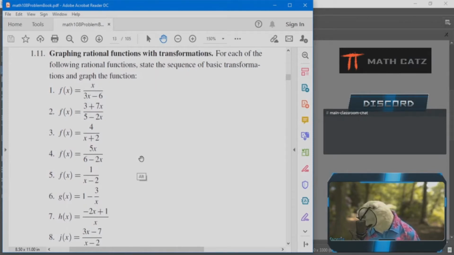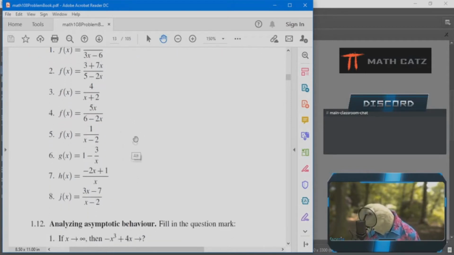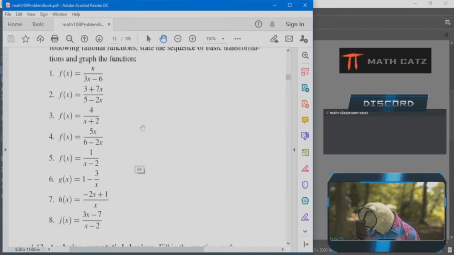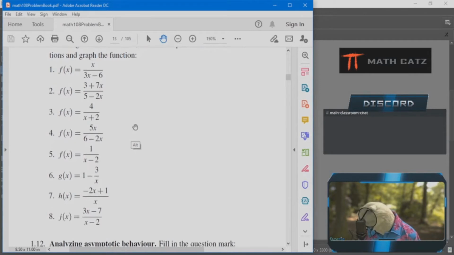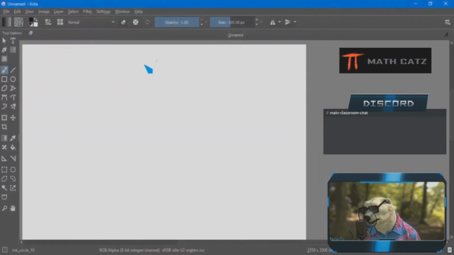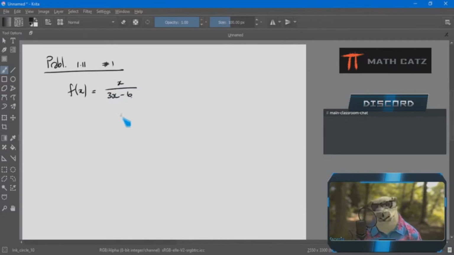We've done some of these in the rational function transformation problem set. I think we've done number 3 and we did number 8. Let's see what else is here that is interesting. Let's maybe do, I want to do 2 of them. Why not number 1? There's nothing wrong with number 1. Number 1 is a good question. So problem 111, number 1. What is it? I don't remember. x over 3x minus 6.